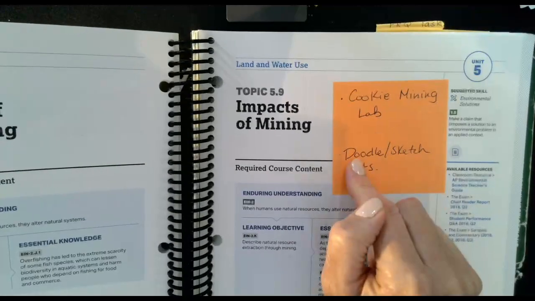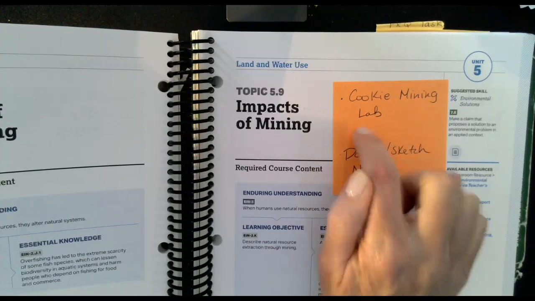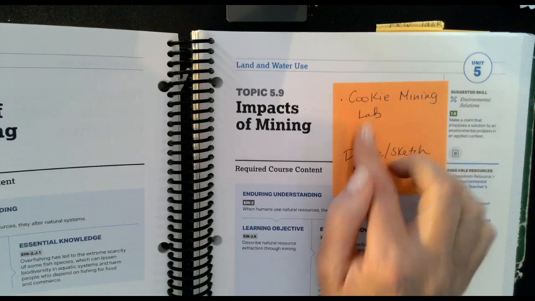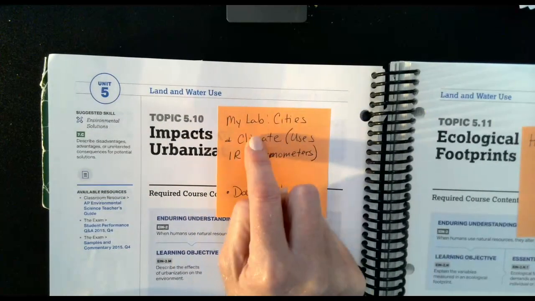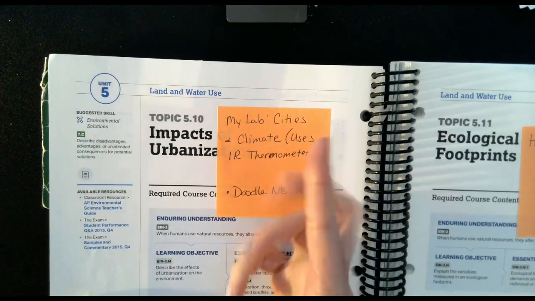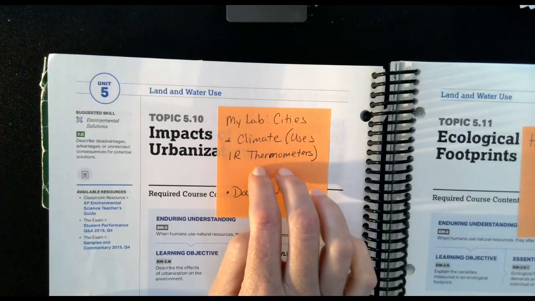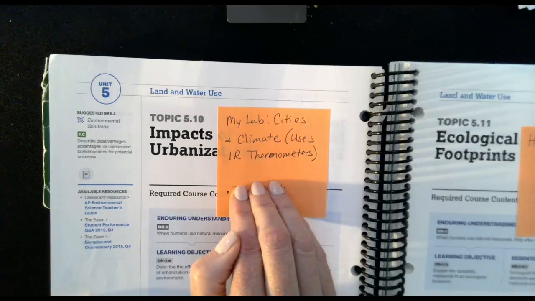Impacts of mining. There's a cookie mining lab that I showed you, at least for one of my APSIs, maybe not another, and the kids love it. It's super fun. They have a really good time. For cities' impacts of urbanization, I have a lab that we use the IR thermometer guns with. It's a really lovely experimental design lab. There's also some doodle notes that I bought, but you don't need to buy those. You can, again, cover it in different ways.